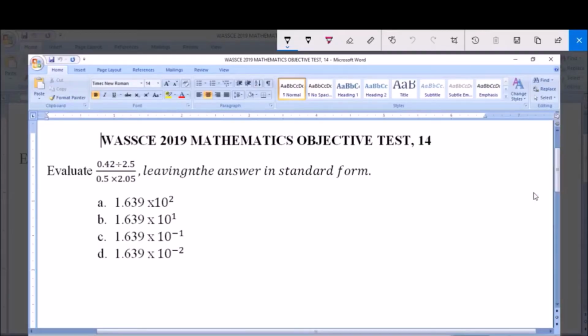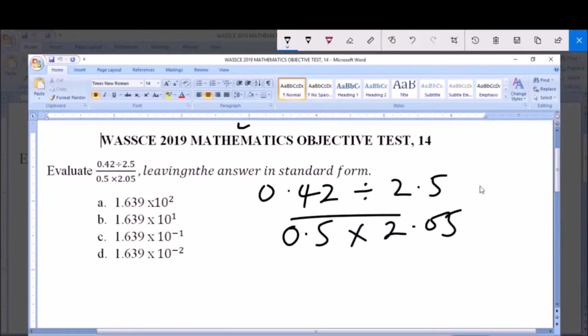Today we'll be dealing with WAEC 2019 Maths Pass question 14. It says evaluate 0.42 divided by 2.5 all over 0.5 multiplied by 2.05. Now the question is asking us to leave our answers in standard form. You can actually use your calculator to punch this one, but the main thing is to leave your answer in standard form.